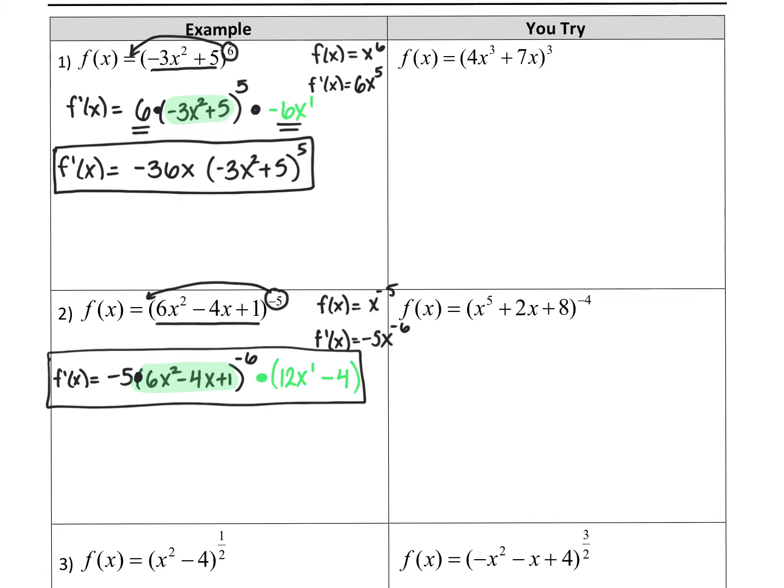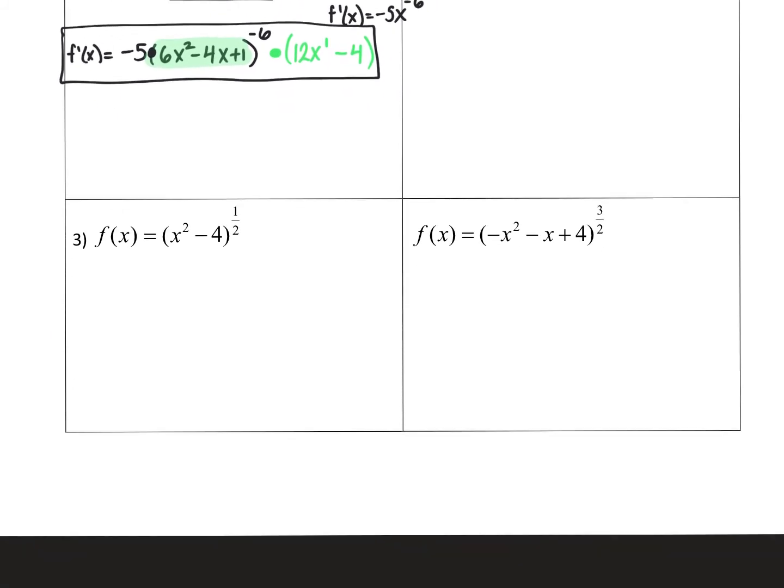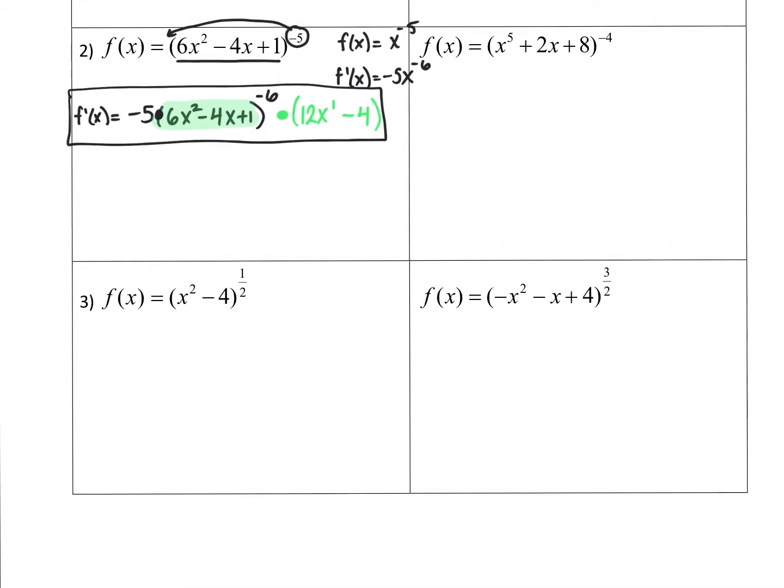All right, let's try another one. So the concept here is the same, except now we have a fractional exponent. So again, treat this just like you would if you had f of x equals x to the 1/2 and you wanted to take the derivative. Bring the 1/2 in front, keep the base, and subtract the power by 1. So 1/2 minus 1 is negative 1/2.